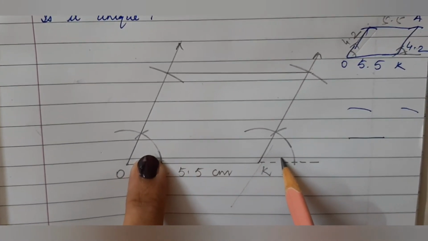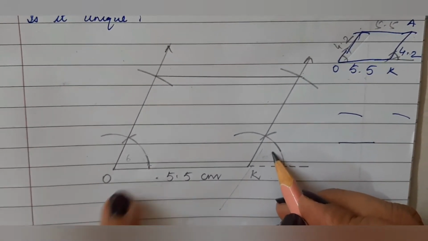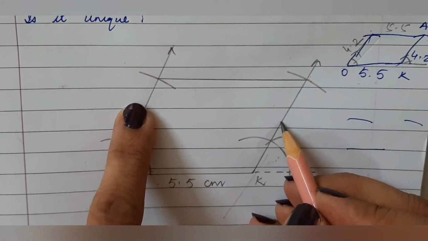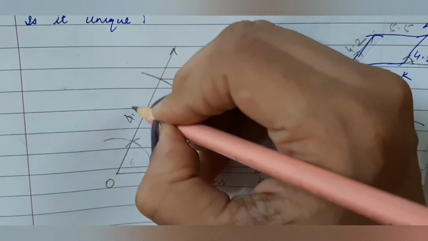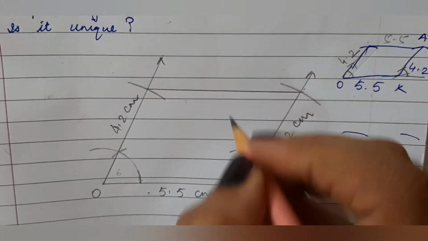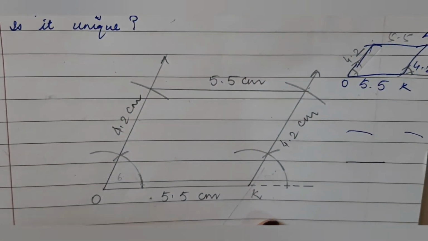So these are equal angles. This is also 60 and this is also 60. We will not write the measurement. So these are corresponding angles which are equal. Therefore these two lines are parallel to each other. Now this is 4.2 centimeters. This is also 4.2 centimeters. And this is 5.5 centimeters. So this is the required parallelogram.